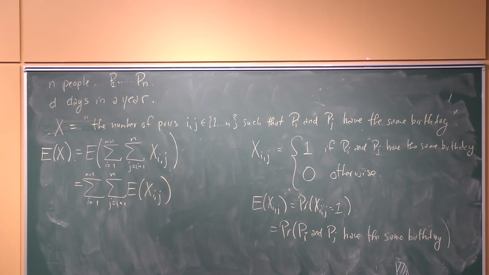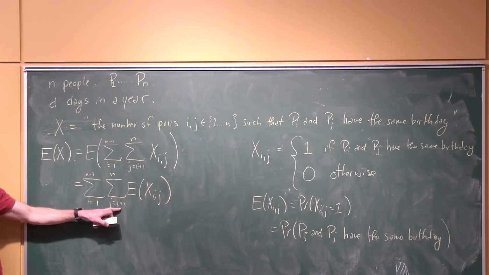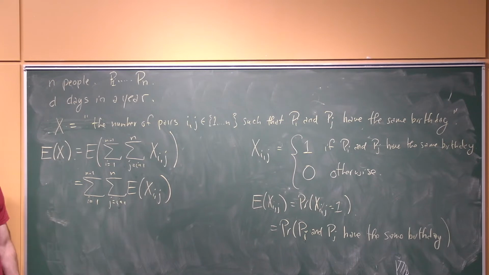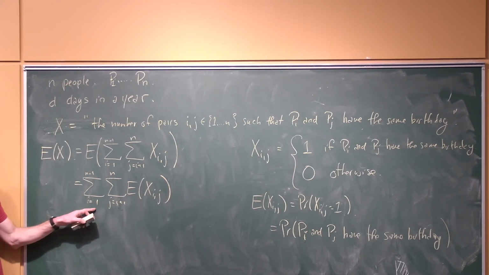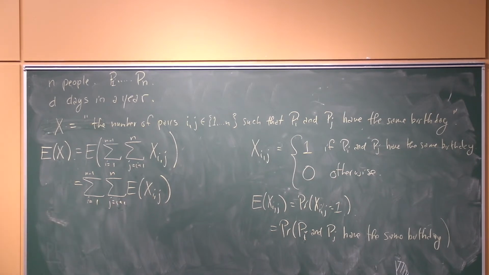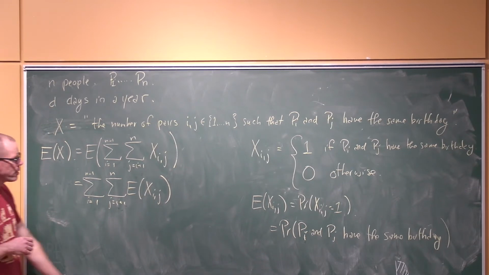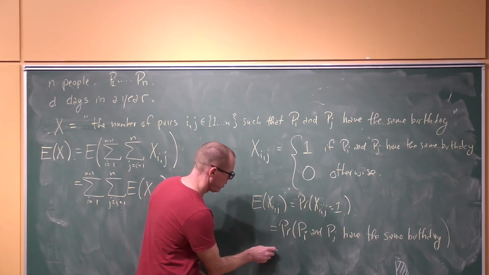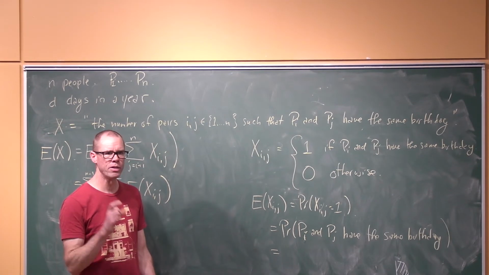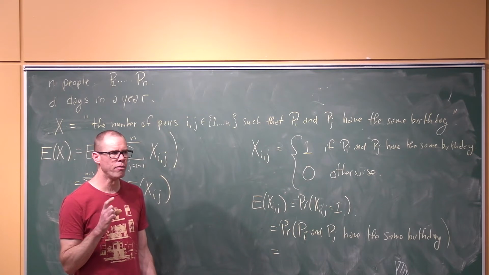Yeah? That's i plus 1. So this is just a way of counting all the pairs ij without repetitions, right? Okay, so the probability that two specific people have the same birthday is just 1 over the number of days in the year.